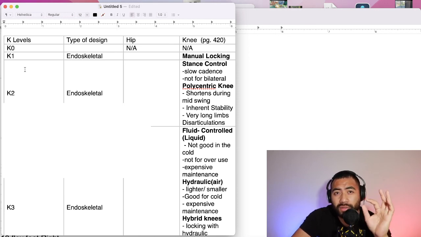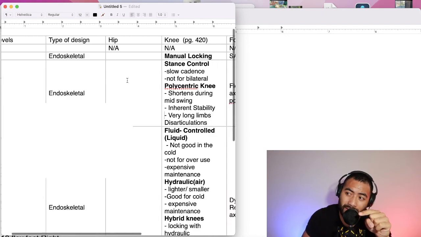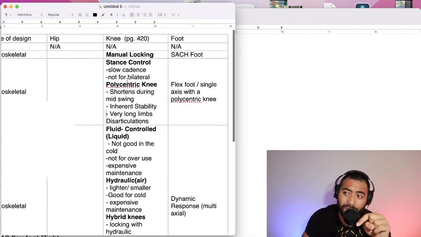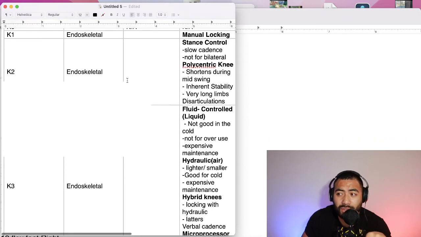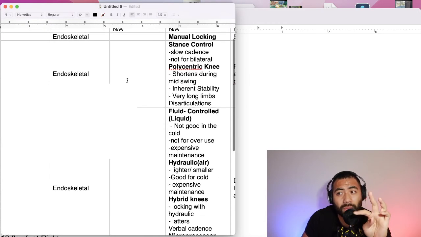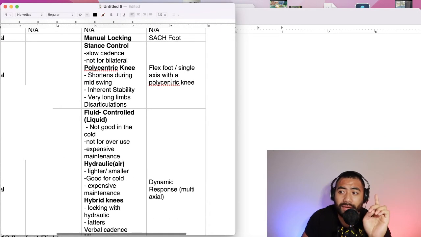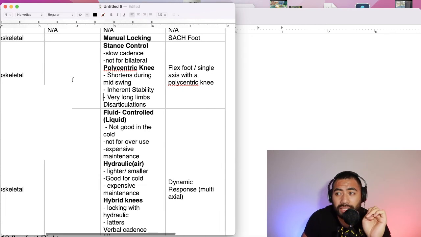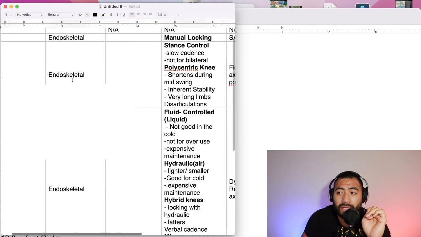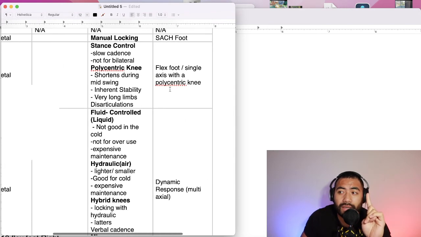So K0, there's nothing. K1, I'm going to have a manual locking knee and a SACH foot. And then for K2, I'm going to have a stance control or polycentric knee, and then I'd have a flexible foot, a single axis polycentric knee, and also a flex foot with a single axis polycentric knee.